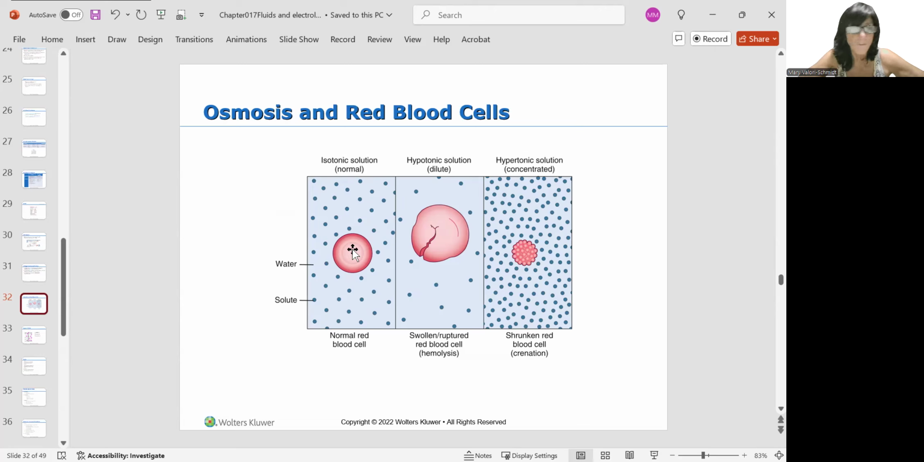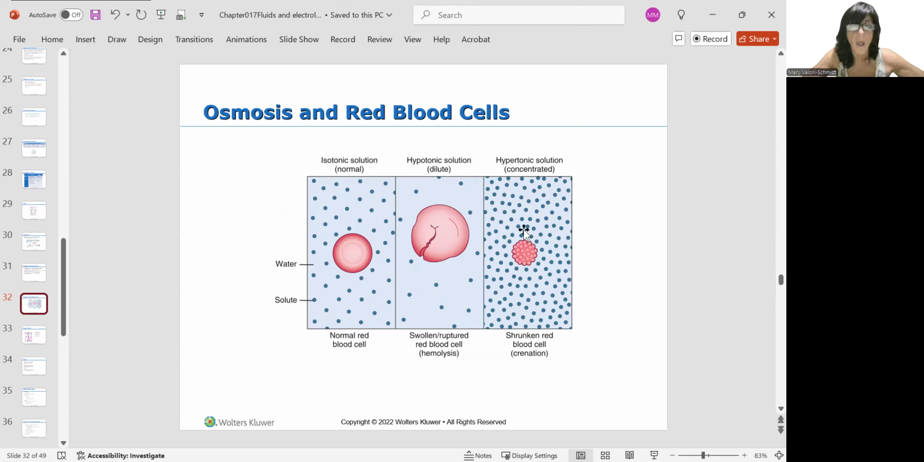Okay. Normal solution. Hypotonic solutions are more dilute. They have less of these little solutes in them. Okay. Because they're more dilute, osmosis forces the fluid to move into the cell, which will make the cell get bigger and bigger and boom, explode, which is called hemolysis. Okay. That's what a hypotonic solution will do.